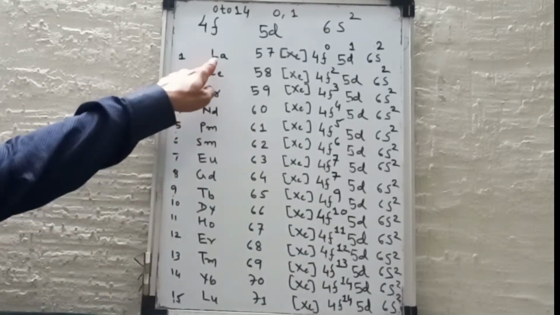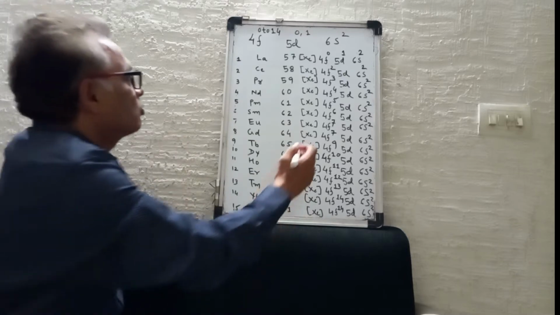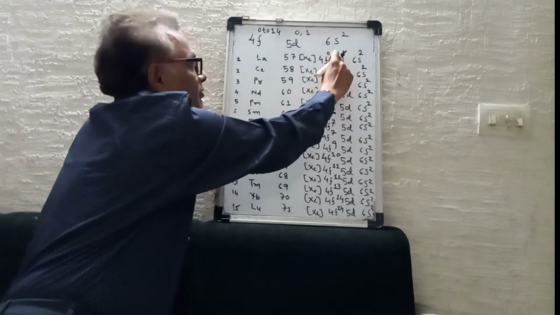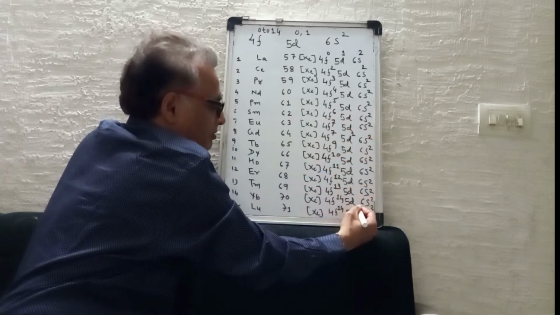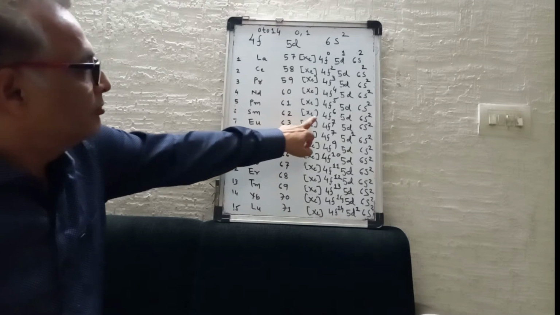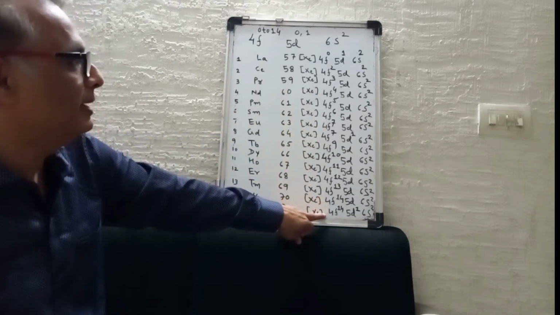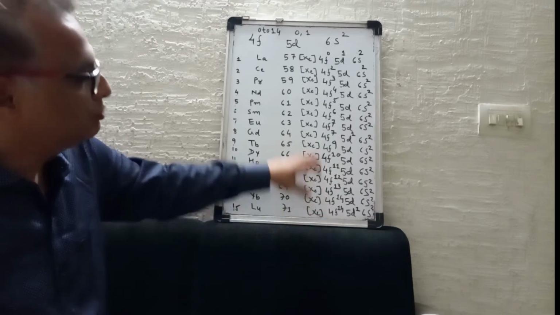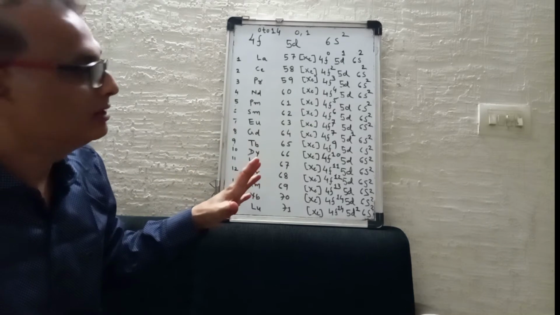Now for lanthanum, gadolinium and for lutetium, we will write 1 electron in the 5d energy level. So 4f7 will be repeated 2 times and 4f14 would be repeated 2 times. So this would be the electronic configuration of the lanthanide elements.